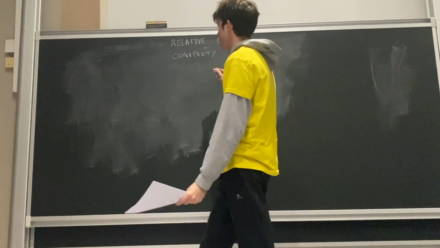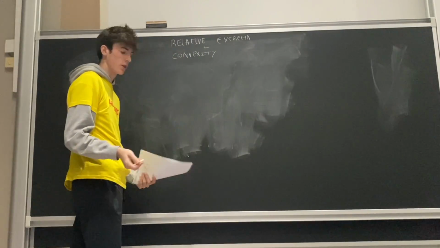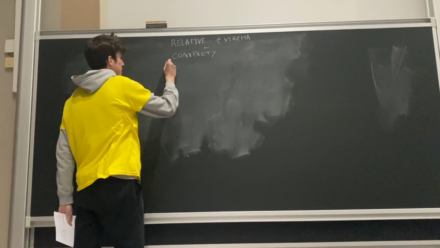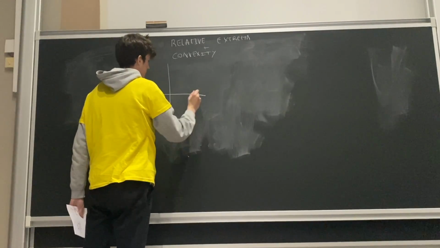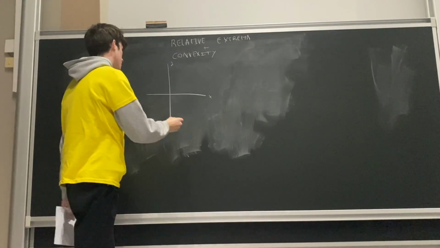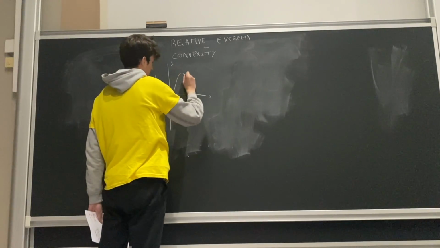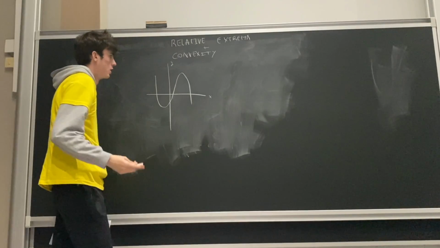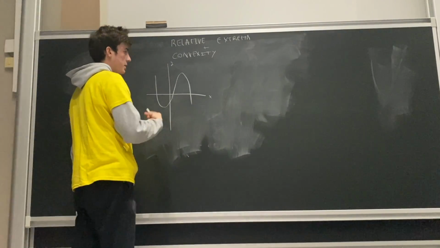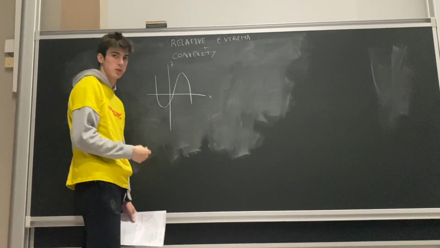So to start off, we're going to talk about the anatomy of a function. Imagine we have our x and y axis, so this is x and this is y, and we have a function such as this. What we see here is that this function has many things. To start off, it has maximums and minimums.